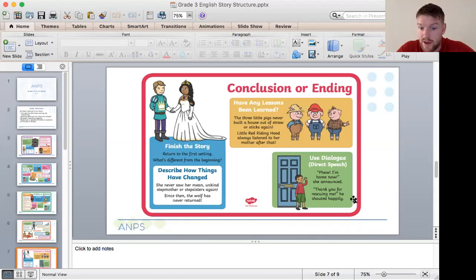Again, we can use dialogue or direct speech. "Phew, I'm home now," she announced. "Thank you for rescuing me," she shouted happily. So again, fifth part is our conclusion or our ending, where we need to finish the story. Was it a happy ending? Was it a sad ending? How have things changed from the start of the story?